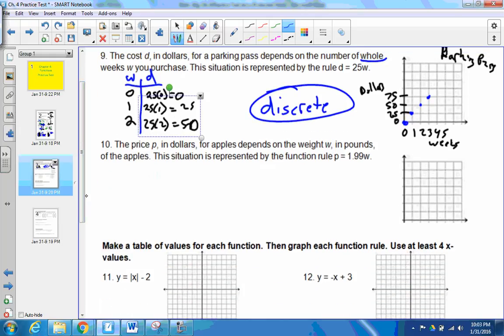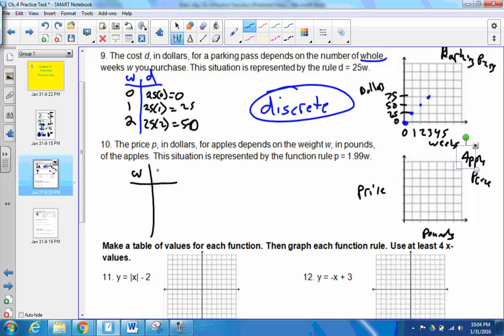Number 10 is a little bit different. It says the price in dollars for apples depends on the weight in pounds of the apples. So we just said right there, the price depends on the apples. So we'll do price on this side of the graph, and pounds along the bottom. This is going to be apple price. So we're going to have W, and the price is going to be right there as well. Here's the function rule, P equals 1.99W.